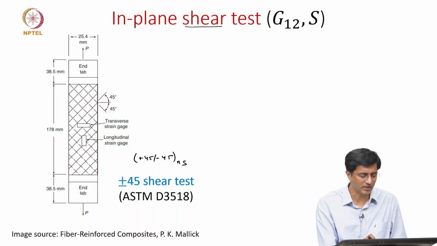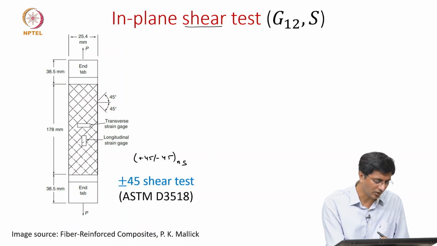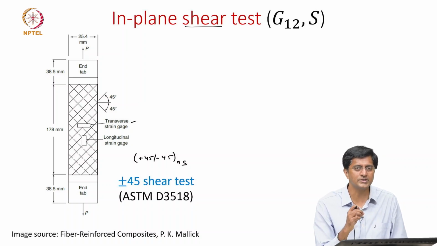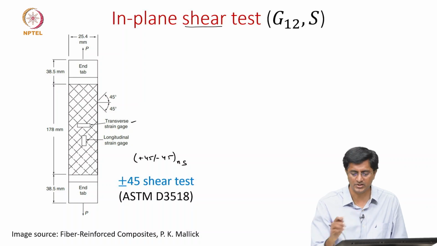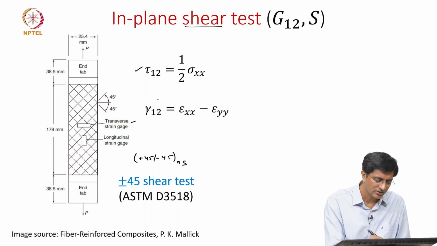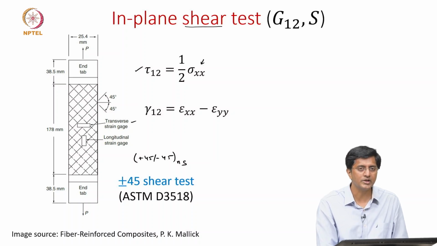So for this specific laminate, if you have two strain gauges, one finding the strain along the length of the specimen and a transverse strain gauge which measures strain in the perpendicular direction, we can use these two strain gauge values as well as the applied loads to find the shear stress applied and the shear strain. So though we are applying a normal stress, one should be able to find out the shear stress because the orientation angles we have chosen are plus and minus 45.